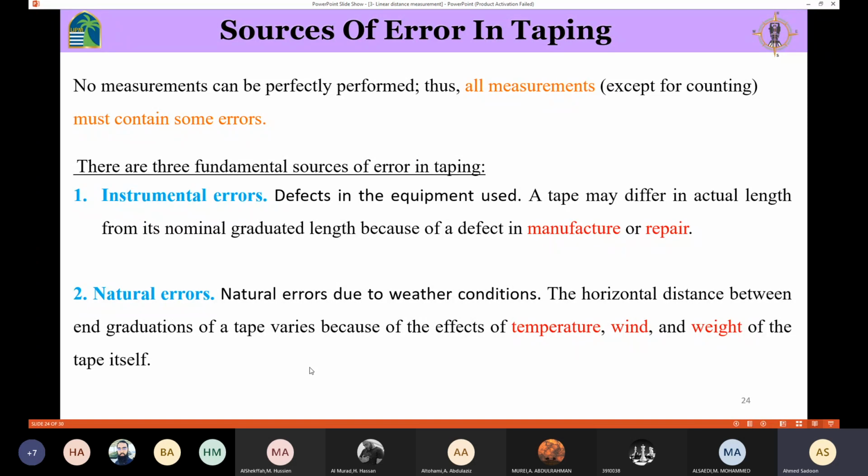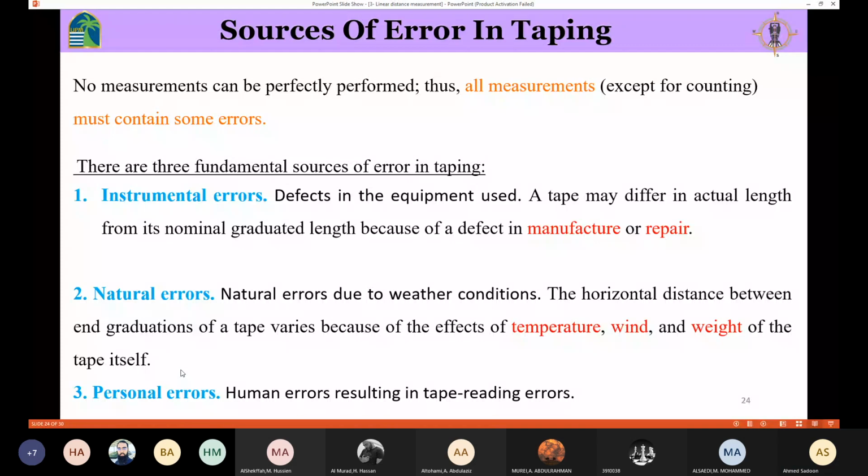Finally, we have the personal errors. These errors result in tape reading errors. So as a forward or backward tape person, you made a mistake in reading the tape itself. So we call this personal errors. So in taping, we have three main sources of error. We have instrumental errors, we have natural errors, and we have personal errors.